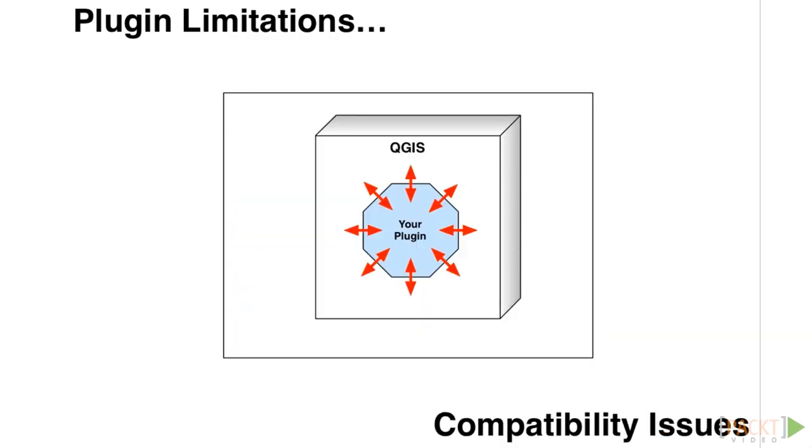Because a plugin runs within QGIS itself, there are many points of contact between the plugin's code and the QGIS environment. This makes plugins more susceptible to breaking as the QGIS application changes, something that happened to a lot of plugins with the transition from QGIS 1.8 to QGIS version 2.